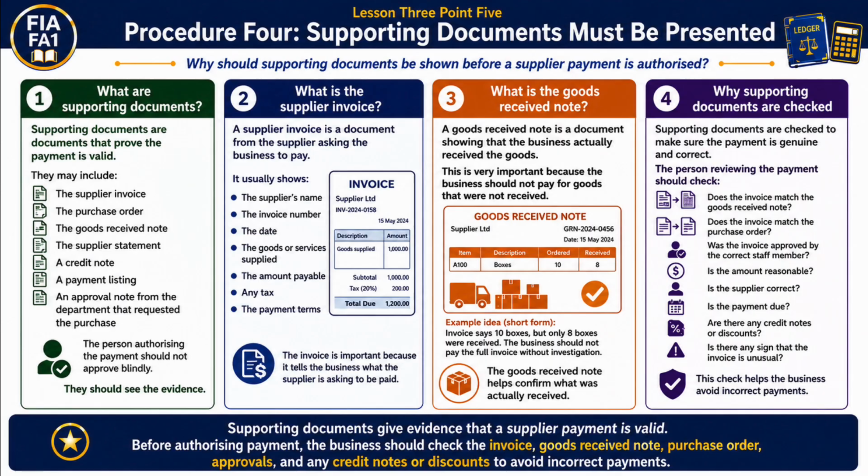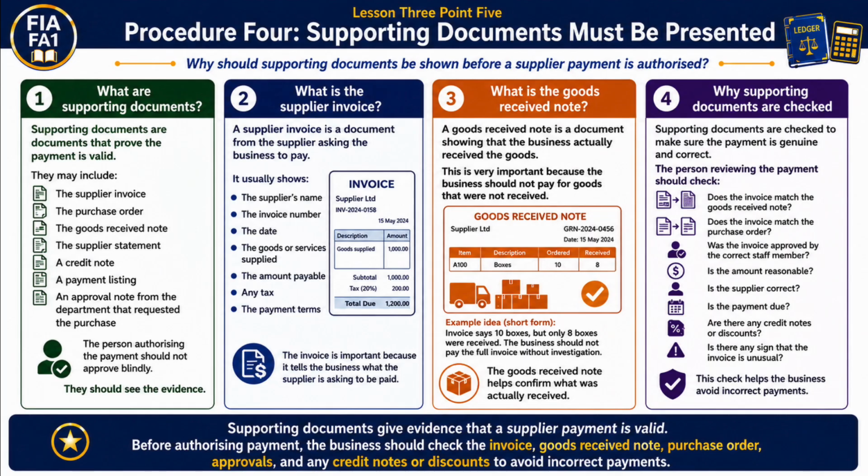What is the goods received note? A goods received note is a document showing that the business actually received the goods. This is very important. Why? Because the business should not pay for goods that were not received. For example, if the supplier sends an invoice for 10 boxes, but the business received only 8 boxes, the business should not simply pay the full invoice without investigation. The goods received note helps confirm what was actually received.